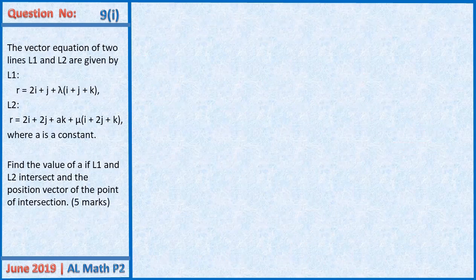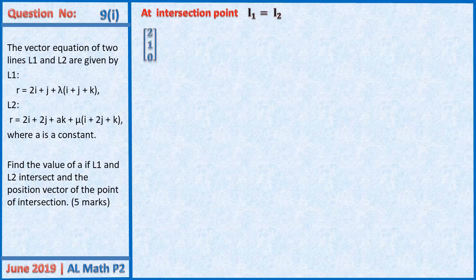Now question 9. The vector equations of two lines L1 and L2 are given by that, where A is a constant. Find the value of A if the line 1 intersects the line 2, and the position vector at the point of intersection. So at the point of intersection, the two lines are equal. So we equate their values. (2, 1, 0) plus lambda into (1, 1, 1) should be equal to (2, 2, a) plus mu into (1, 2, 1).